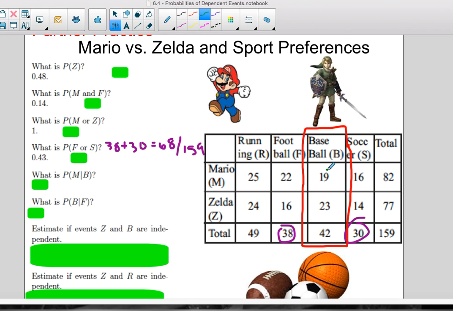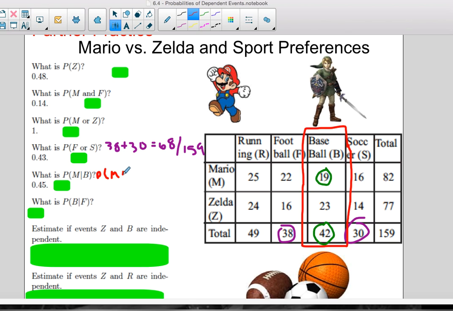Well, the probability that they like Mario in this column is 19. That would be the favorable outcomes out of a total of 42 outcomes. So it's 19 people who like baseball like Mario. So the probability that somebody likes Mario given that they like baseball is 19 out of 42, which is 45%, right?